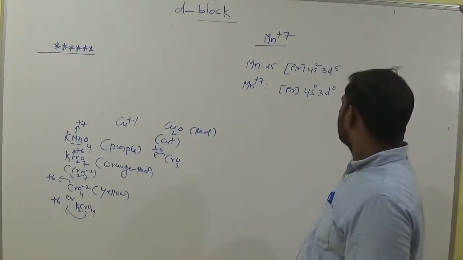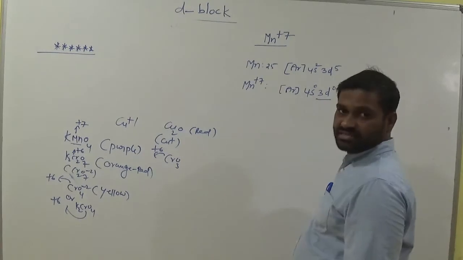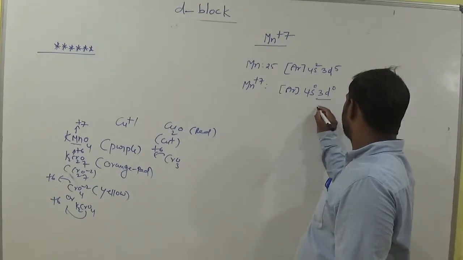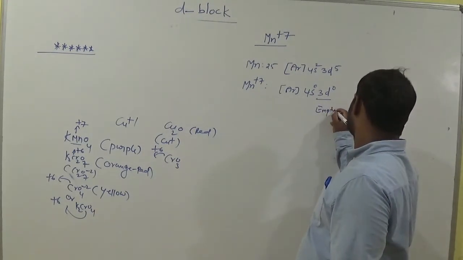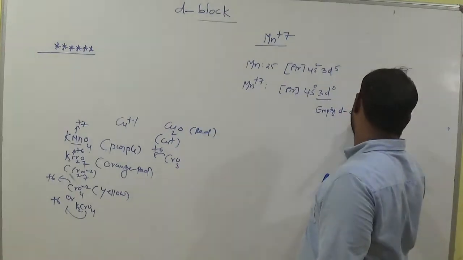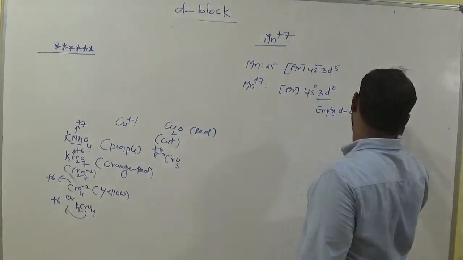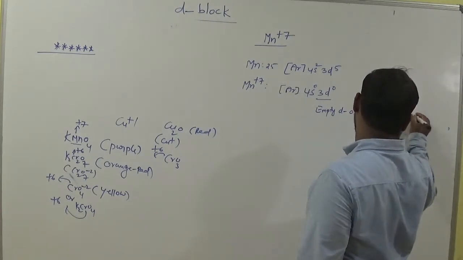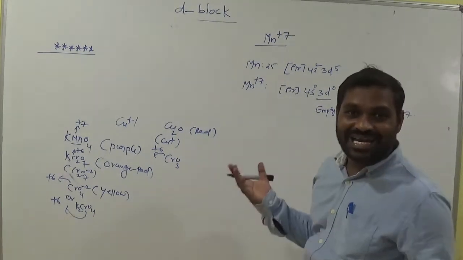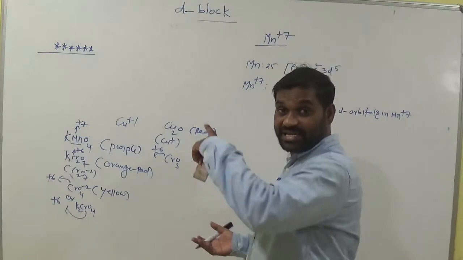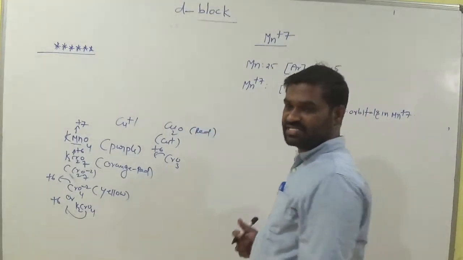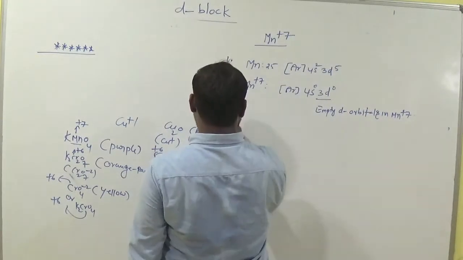Clear? So is there any d electron here? Empty d orbital, no electron here. Empty d orbitals in Mn plus 7. That means it is colorless actually. Clear? But in KMnO4 it shows purple color. What is the reason? Let us come to the second one.